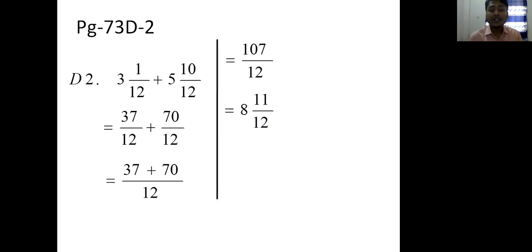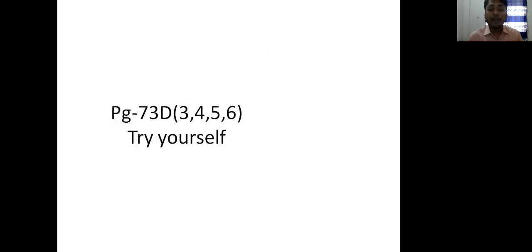In this way, you do not have to know many things, just one process. Change the mixed number, add them together, that means add the numerators, then finally you will get the result. Okay, very easy way, but in that process there are lots of problems. Okay, but this maths you will try yourself.